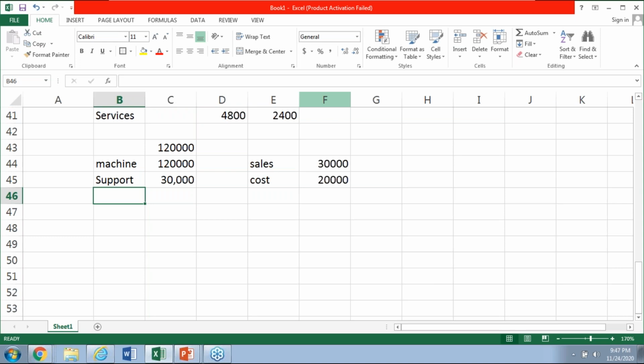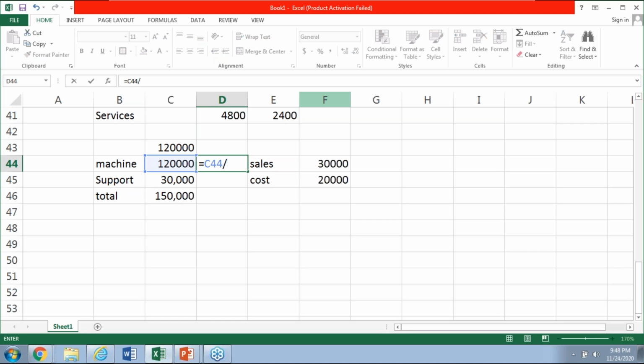So if you sell these two products separately, the value of the goods and the services will be 1,50,000. So at a price of 1,50,000, we are selling machine and support at the same time. What will be the percentage of the machine? It's 80% for the machine, and the support service will be 20%.